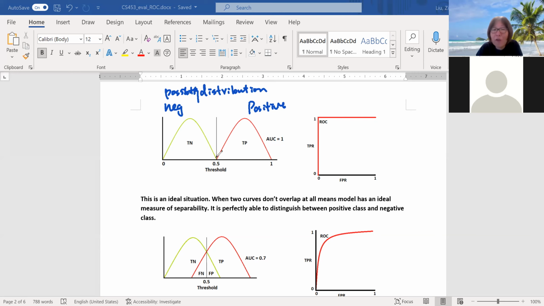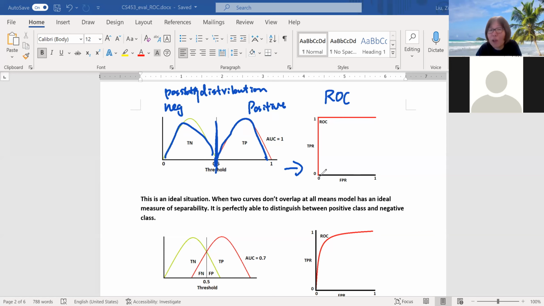Distribution. Okay, so here is the 0.5 threshold. In this case, we can clearly say the true positive and the true negative have a clear boundary. Then the respective ROC curve.